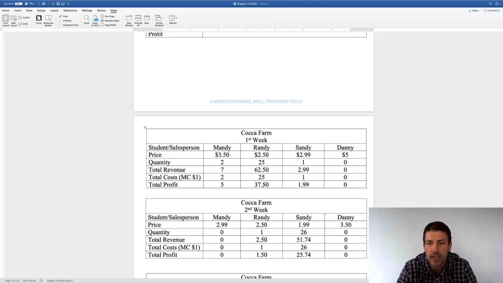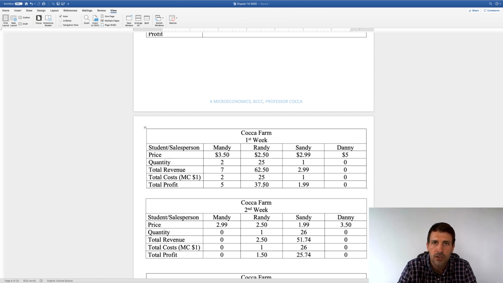So week 2, I let these students, or these salespeople, redeem themselves. I let them reprice their milk to try and increase the profit. Obviously, Danny hasn't made anything, and I'm egging him on to redeem himself because he was the key salesperson. So they go ahead and reprice. Mandy goes at $2.99. Randy is at $2.50. Sandy drops hers to $1.99, and Danny drops it down to $3.50.